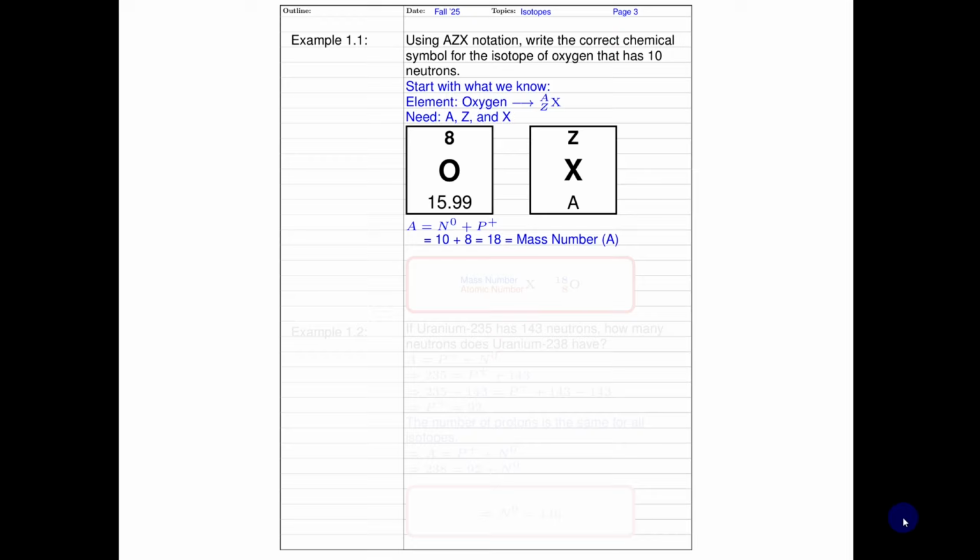We've been given the number of neutrons, 10, and we know that the mass number is the total number of neutrons and protons. The atomic number Z equals the number of protons, so 8 plus 10 is equal to our mass number. Now we have the information needed to represent oxygen-18 in AZX notation.